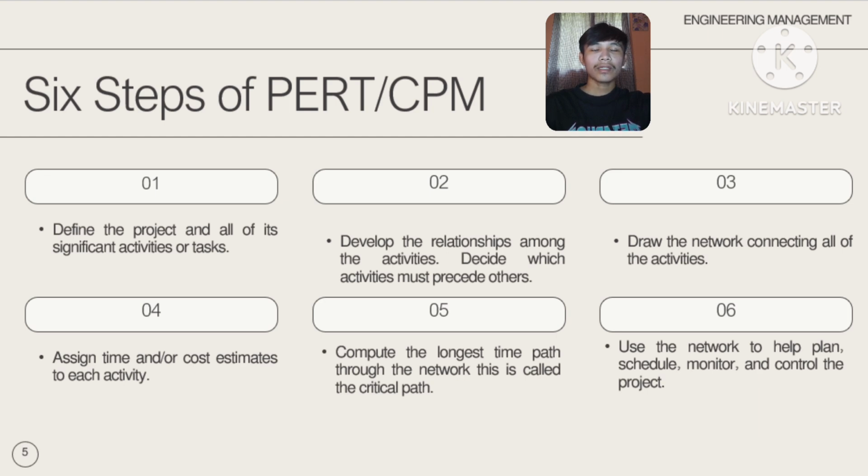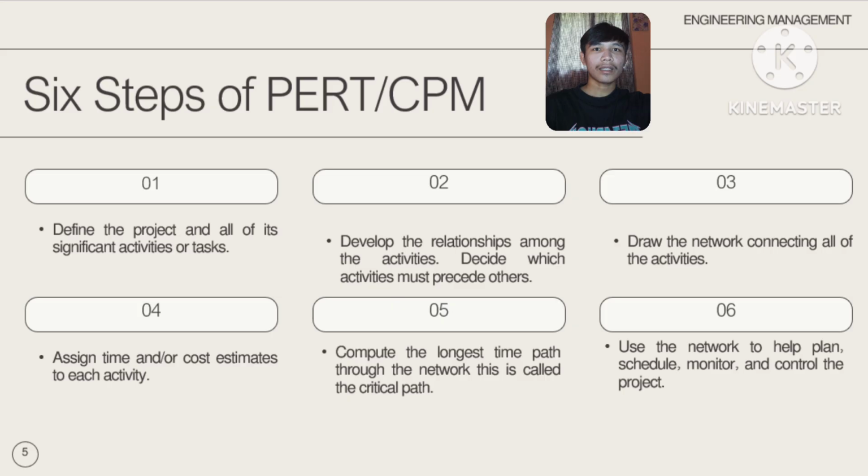Fifth is to compute the critical path. Calculate the longest time path through the entire network. This path, known as the critical path, represents the minimum time required to complete the project. Any delay to an activity on this path will delay the entire project.